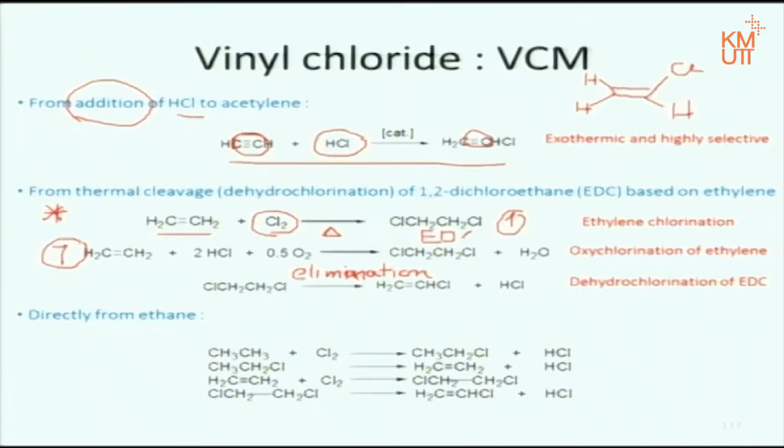EDC is 1,2-dichloroethane. In the structure of EDC, you don't have any double bonds, right? You have only single bonds because chlorination is an addition reaction. This chlorination converts the double bond to a single bond by the addition of chloride. You have a single bond here and two atoms of chloride.